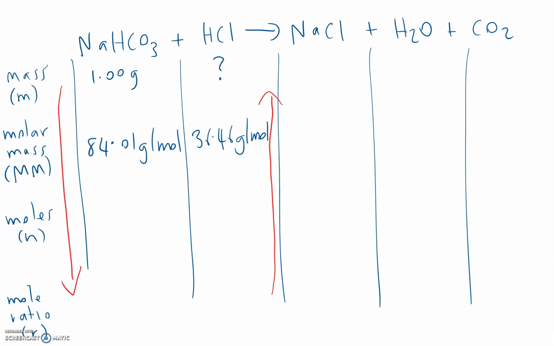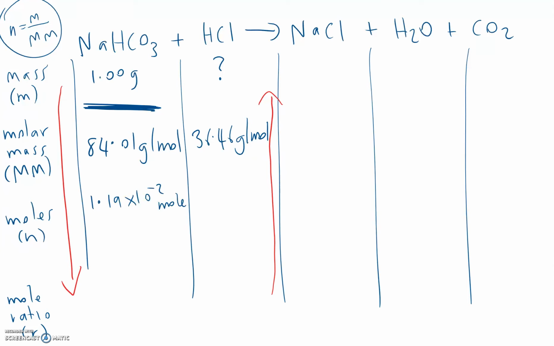Now I can proceed with step 2. I want to convert the mass of the bicarbonate to the number of moles. So I simply, going down the column, divide my mass term by my molar mass term. In other words, I'm using the formula n equals m over MM. And that gives me 1.19 times 10 to the minus 2 moles.